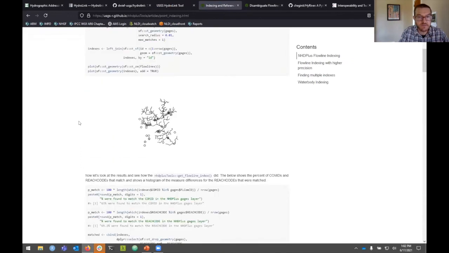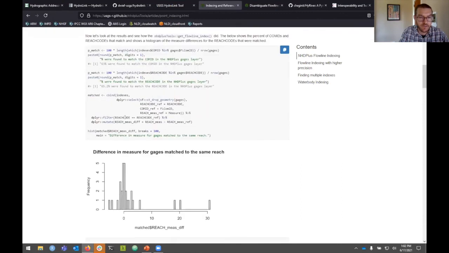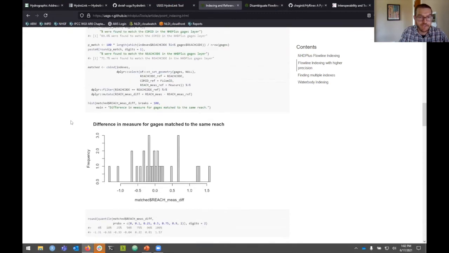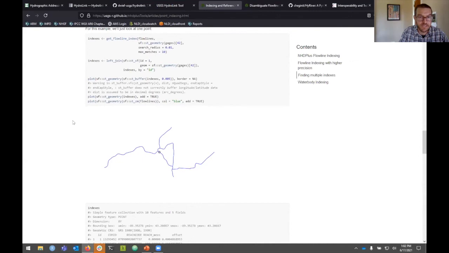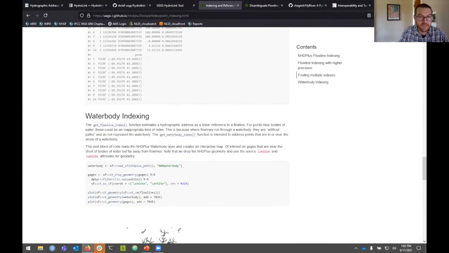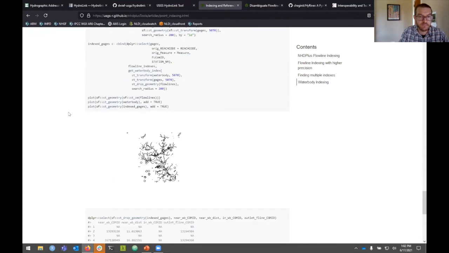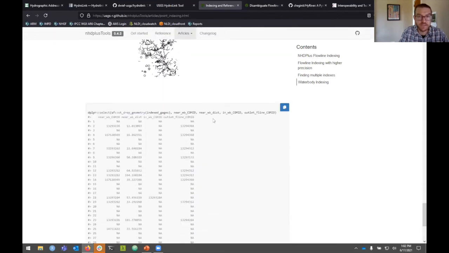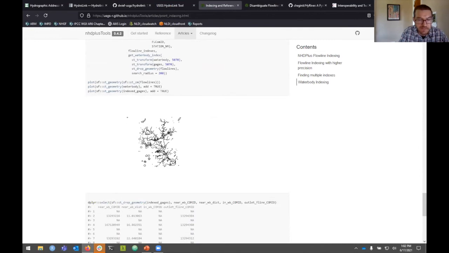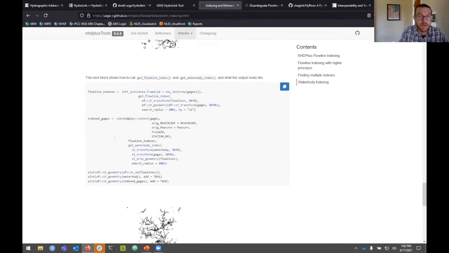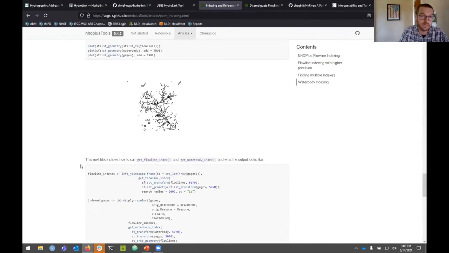So this vignette goes through how to index point locations to a river network. It shows how to index information where you might have multiple matches for a given point. And it shows how to work with water bodies where you might have points that are variously in or out of water bodies, and be interested in which ones are within a water body and which ones are not, or which ones are near a water body and which ones are far away.